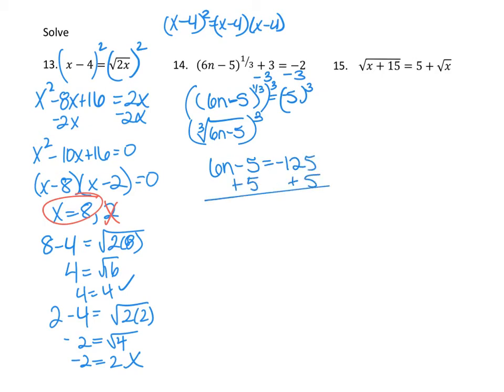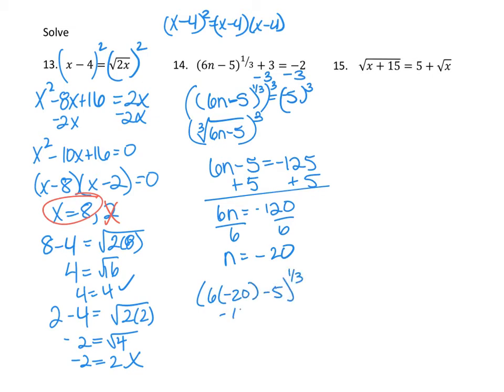Add 5, so 6n equals -120. Divide by 6, and n equals -20. And I can plug that in to see if it works. 6 times -20 minus 5 to the 1/3 power. That's -120 minus 5, which is -125 to the 1/3. -5 plus 3 equals -2, and it checks.